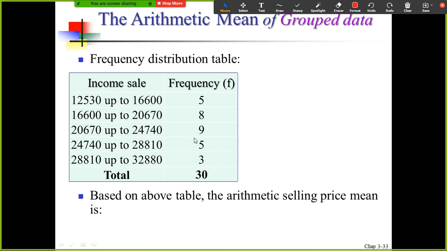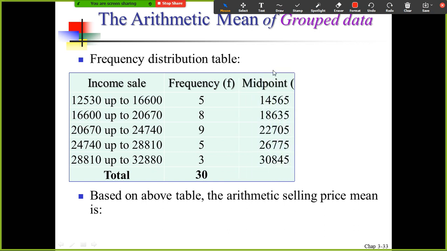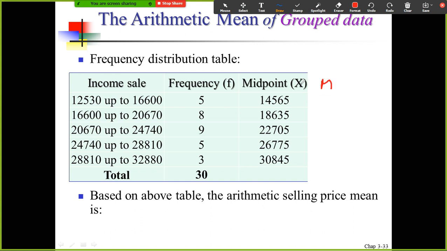Based on grouped data, or the frequency distribution table here, how can you find the mean, the arithmetic mean? Based on the formula from the previous slide, in order to find the arithmetic mean, first you need to find the mid class, or mid value of the class. That's why I add one column for mid class. Maybe some of you forgot how to find mid class. Mid class, you can label M, or X, or anything that you want. But now I label X.